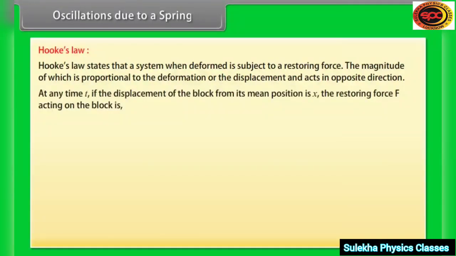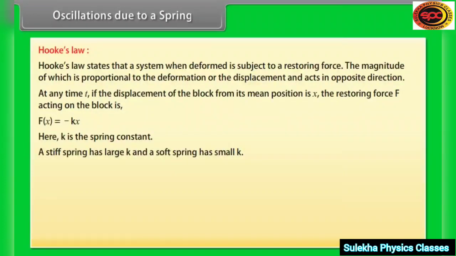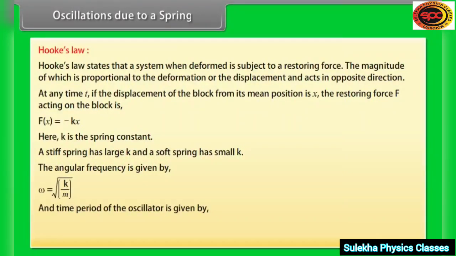At any time t, if the displacement of the block from its mean position is x, the restoring force F acting on the block is F(x) is equal to minus kx. Here, k is the spring constant. A stiff spring has a large value of k and a soft spring has a small value of k. For this system, angular frequency is given by omega is equal to under root k upon m. And time period of the oscillator is given by T is equal to 2 pi under root m upon k.